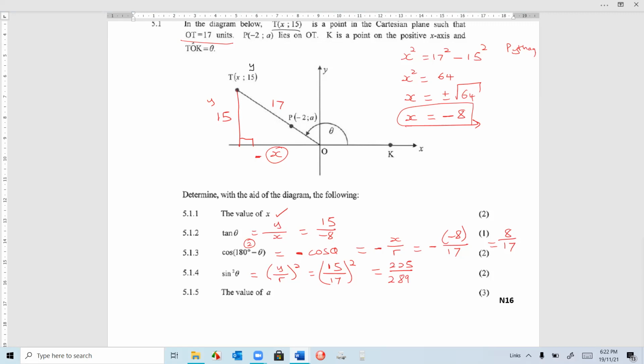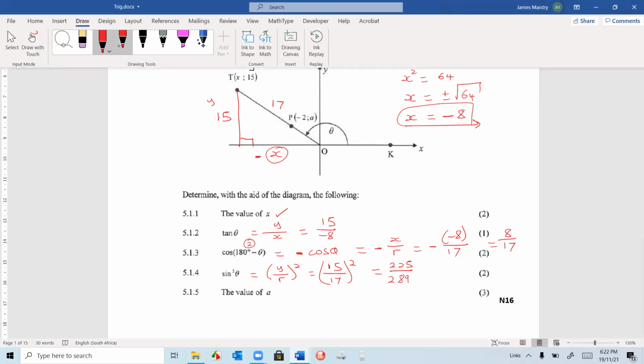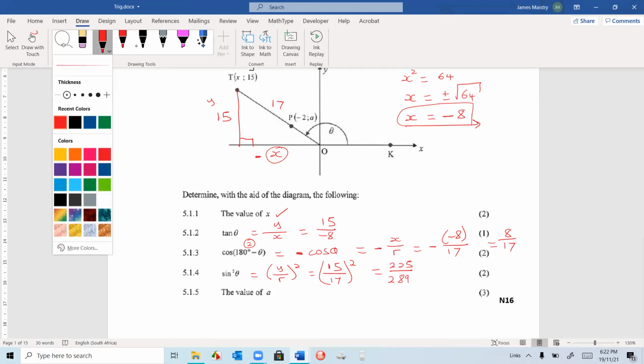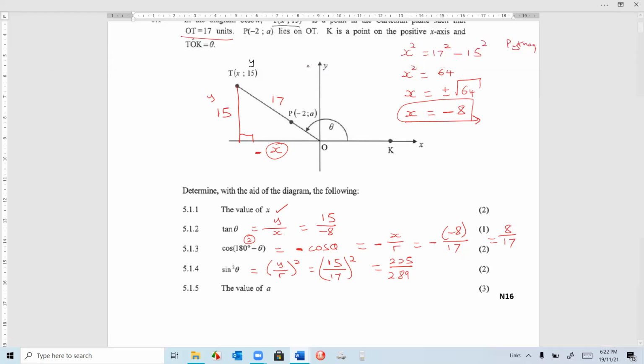So we move on to the next question. And the next question is changing our focus now to find a. So if we actually go to the diagram, you'll notice our a represents the y value of P. So I'm going to draw a perpendicular down.